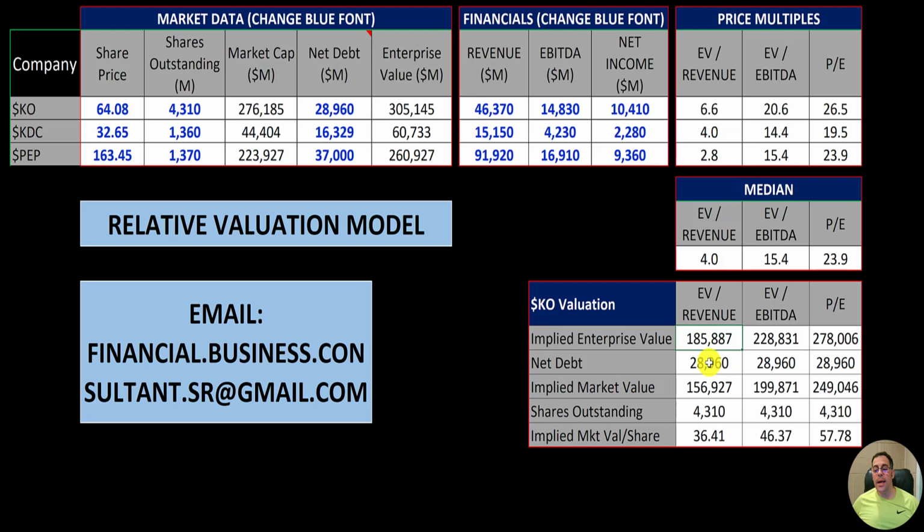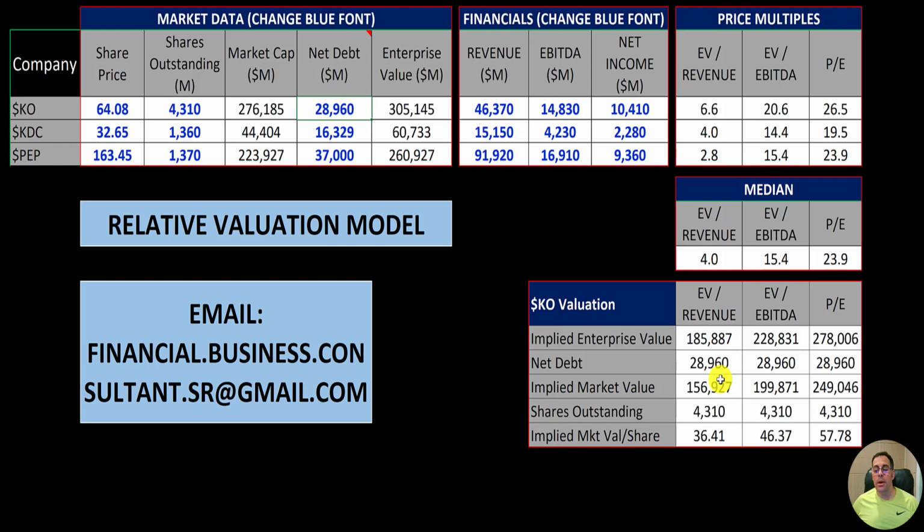We have to minus out the net debt. We know Coke's net debt is 29 billion. 29 billion equals 47 billion of debt minus 18 billion of cash. So we're assuming they would use all the cash to pay down the debt. And if they did that, they would still have 29 billion of debt left over. So that's why we minus out the 29 billion.